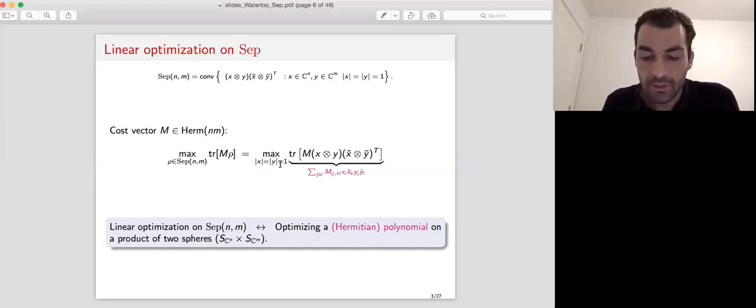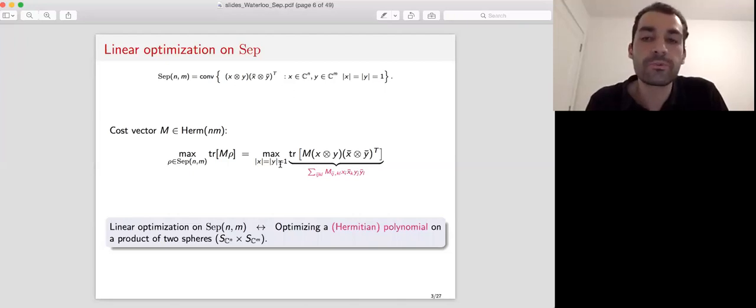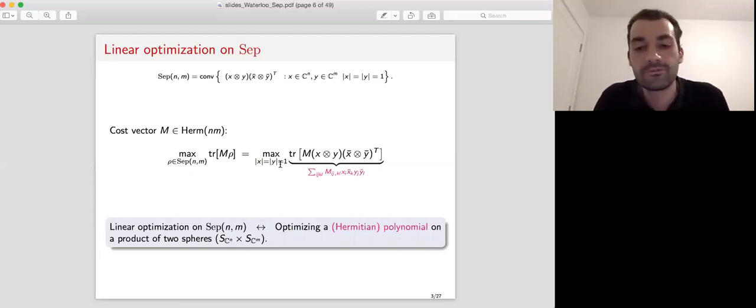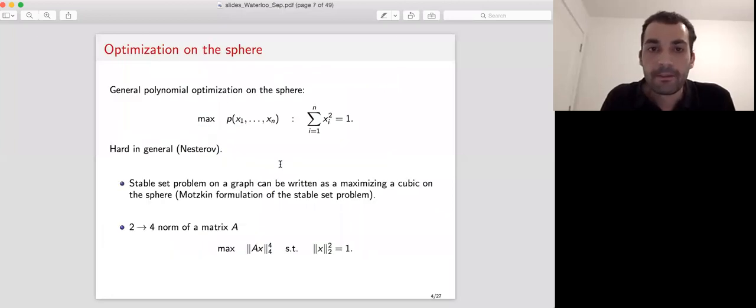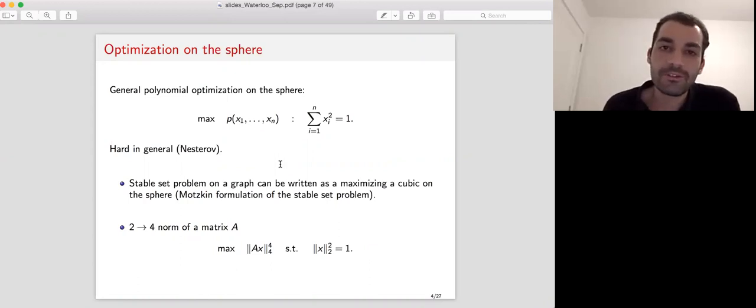Okay, so really the question of representing SEP or solving a linear optimization problem over SEP can really be tackled using tools from polynomial optimization. And so this is what I'm going to do today. I'll try to understand these various computation questions on SEP from the point of view of someone who does polynomial optimization. Okay, so let's actually talk about polynomial optimization on the sphere as studied by the optimization community.